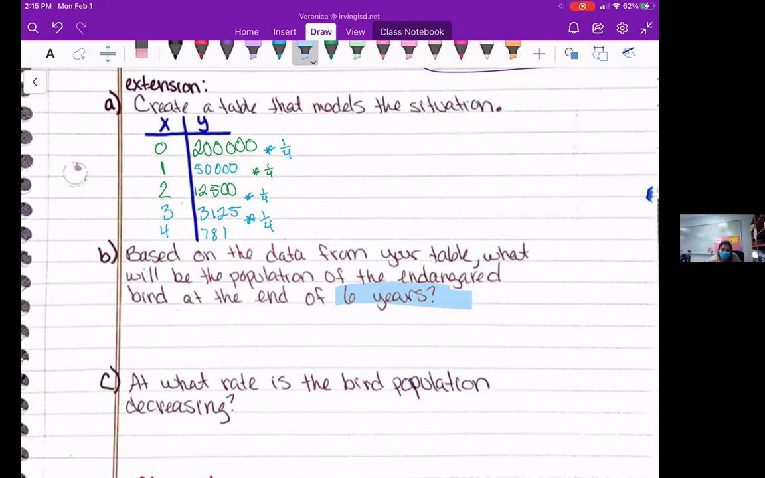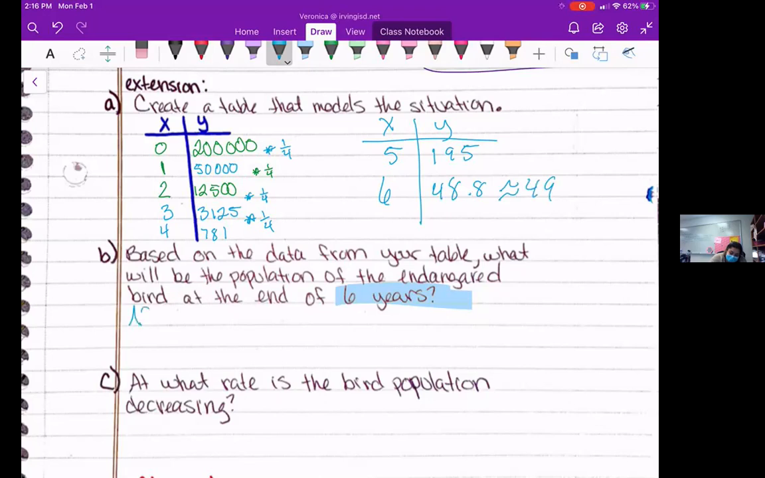Well, it said based on the data from our table, right? So we could just keep going with the table, right? X, Y, after 5 and then 6. So we only need to do this 2 more times. So 781 times 0.25 or whatever we got the last time, it would be about 185 birds, and I'm approximating because it came out to a decimal. And then multiply that by 0.25 again. So then that would be 48.8, which is about 49 birdies.